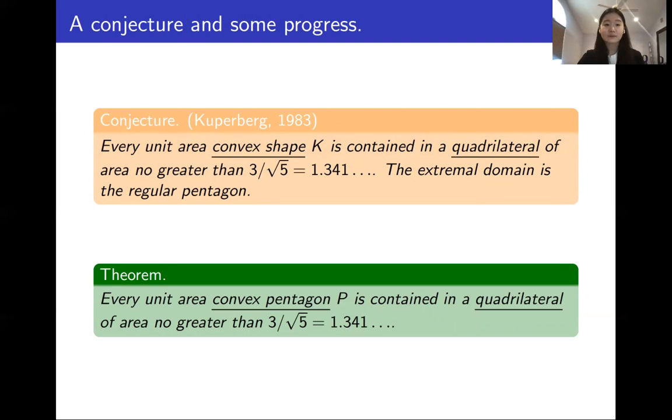In other words, I proved that the regular pentagon is the least efficient among all pentagons, while Kuperberg conjectured that the regular pentagon is the least efficient among all convex shapes. So this is the distinction between my result and Kuperberg's conjecture.